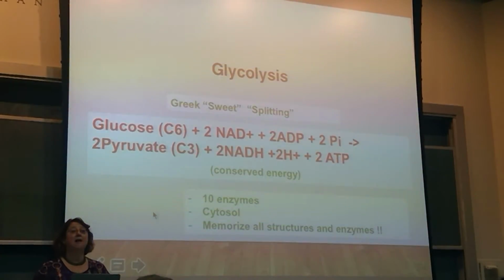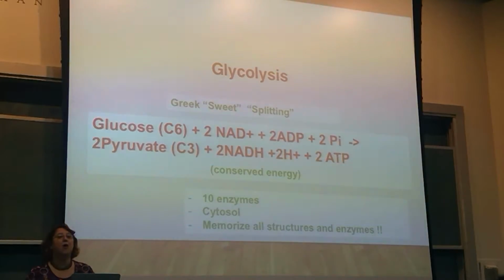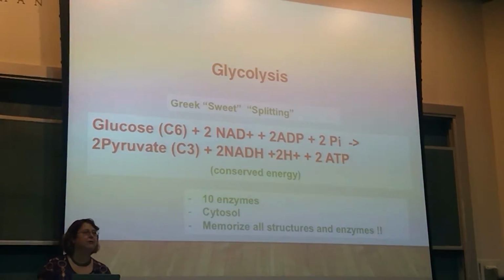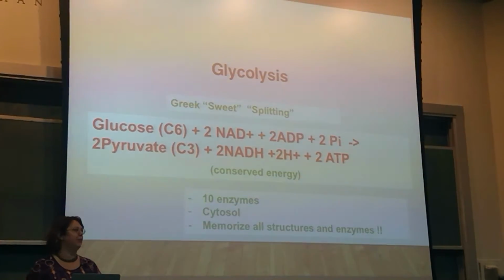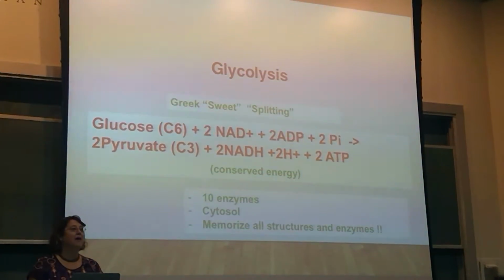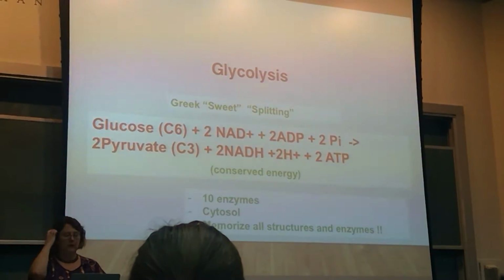So there are 10 enzymes that are required for this to happen. These are highly conserved across organisms. They're all in the cytosol, and you want to know the structures and the enzymes. So I would just keep practicing them. You do not have to know how to push the electrons around and the arrows.